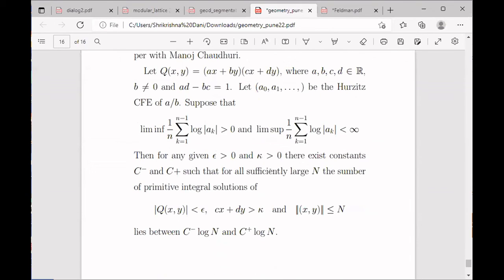Suppose that this is positive and this is finite. Then I give the following conditions. There exists a constant kappa, so given epsilon, and we will see where kappa comes from. There exist C minus and C plus such that for all sufficiently large numbers n, the number of primitive integral solutions of these inequalities, Q(x,y) less than epsilon, with kappa chosen to ensure that this part is large enough, less than n.